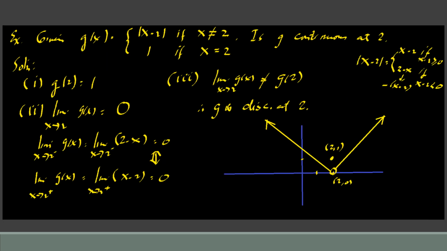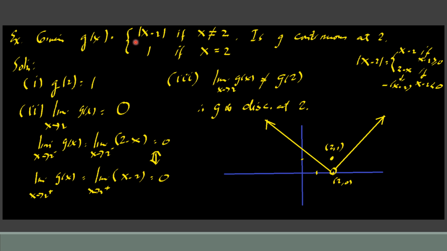Next, given the function g defined by g of x equal to the absolute value of x minus 2 if x is not equal to 2, and 1 if x is equal to 2, is g continuous at the number 2? So first, the function value g of 2. When x is equal to 2, it is clear that g is equal to 1. So g of 2 is equal to 1. Next, we evaluate the limit of g of x as x approaches 2.